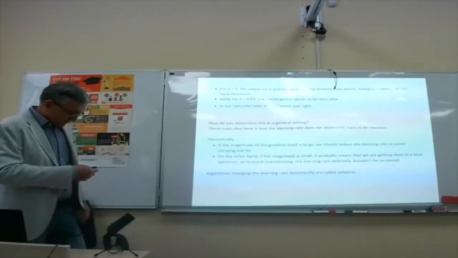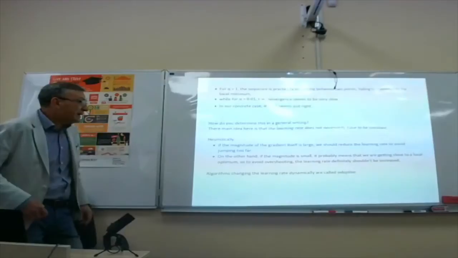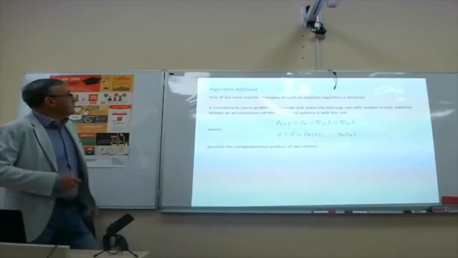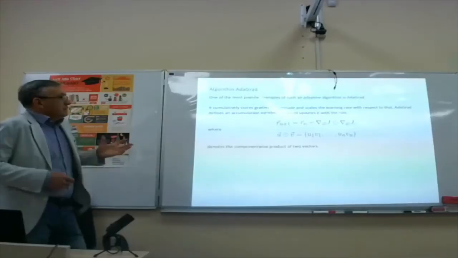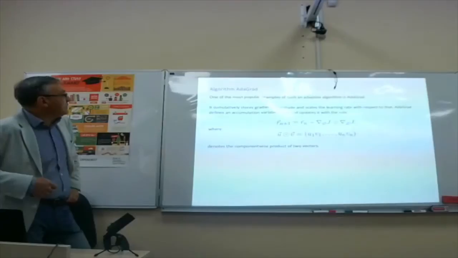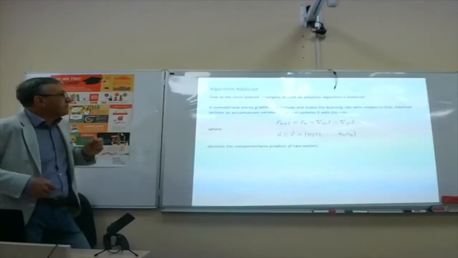Algorithms changing the learning rate dynamically are called adaptive. As an example of an adaptive algorithm, there is the algorithm AdaGrad. The example is popular, but not the only one. This is an example of an adaptive algorithm, and it cumulatively stores gradient magnitude, and scales the learning rate with respect to it.